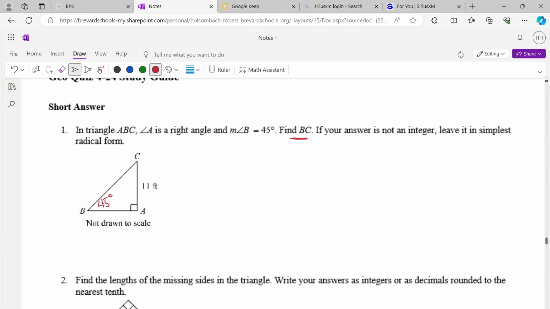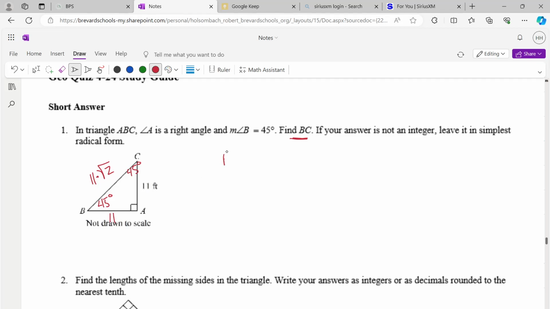All right, so if one angle in a right triangle is 45 degrees, then the other angle is 45 degrees. And from your notes on Monday, this becomes a special right triangle. In a 45, 45, 90 special right triangle, both of the legs are congruent, and the hypotenuse is one of the legs times the square root of 2.